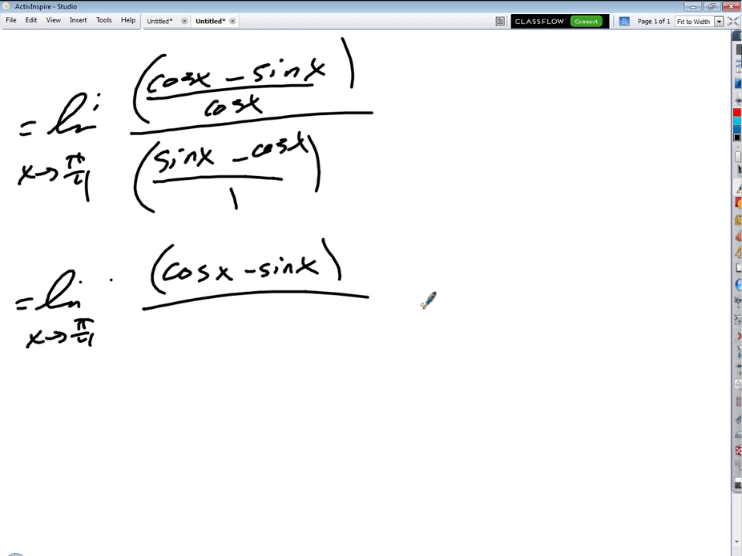So if I flip and multiply by the bottom, would everybody agree that on the bottom I'm just going to get the product of cosine x times sine x minus cosine x? Right. So all I did was stick this up here and flip and multiply, right?